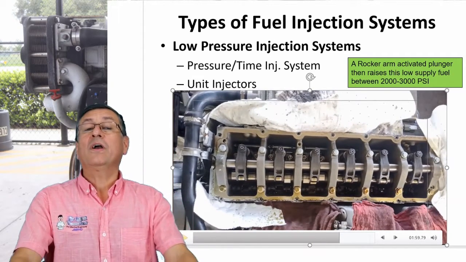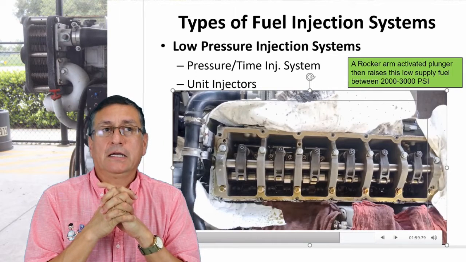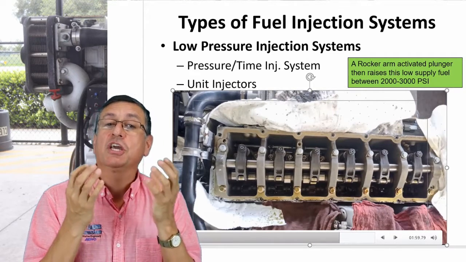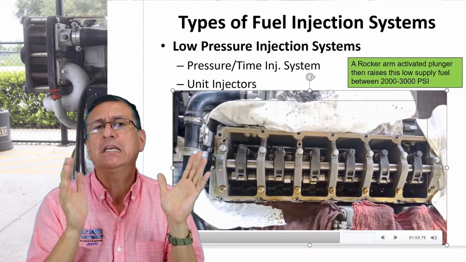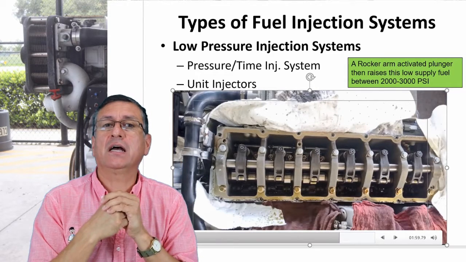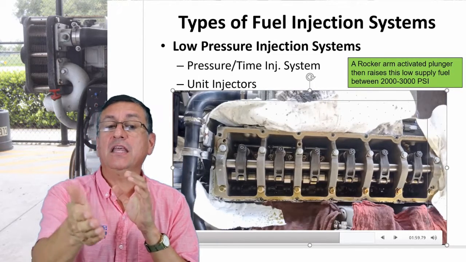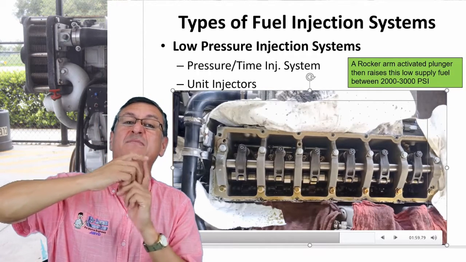Wonderful. Okay. This is a typical mechanical injector considered low pressure. Low pressure because it's below 3000 psi. It's in between 75 psi and 3000 psi. This one in particular, the injector is activated mechanically.